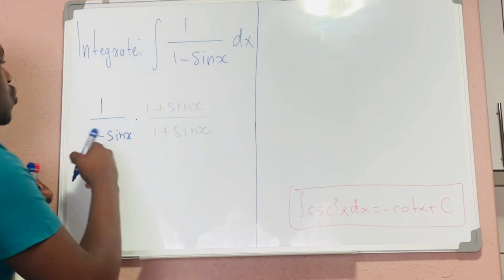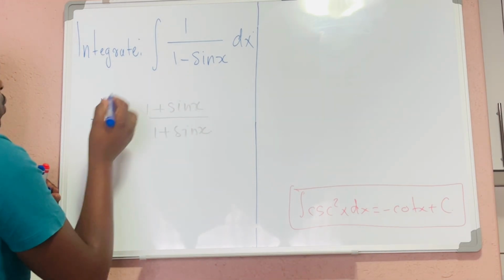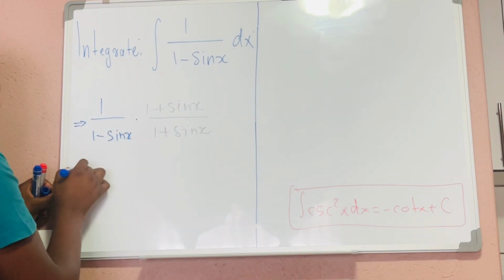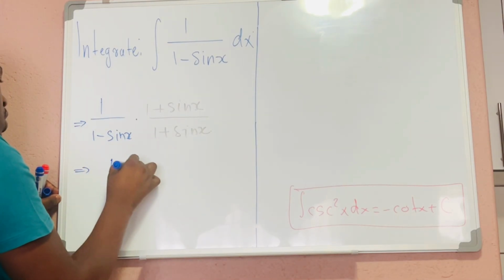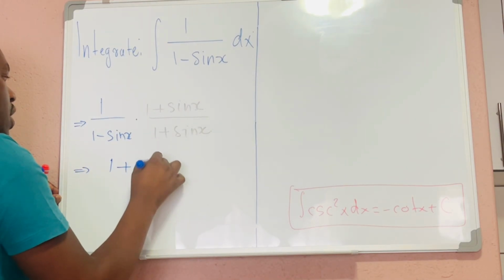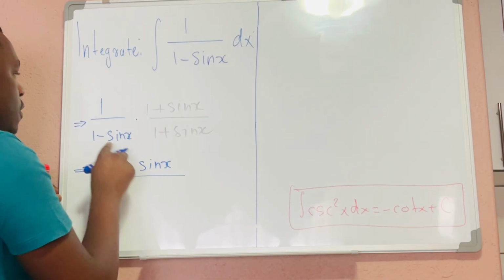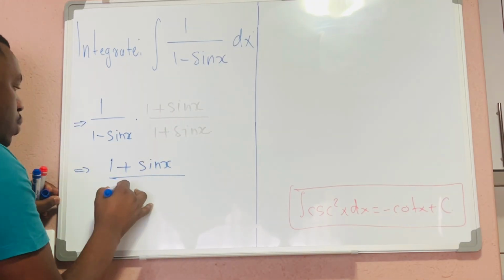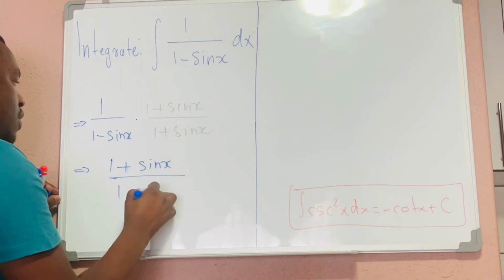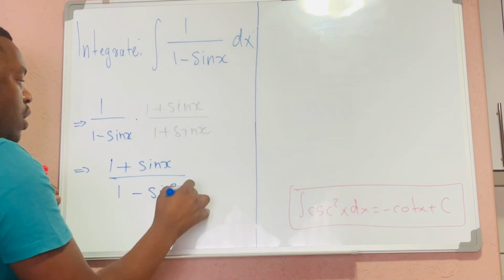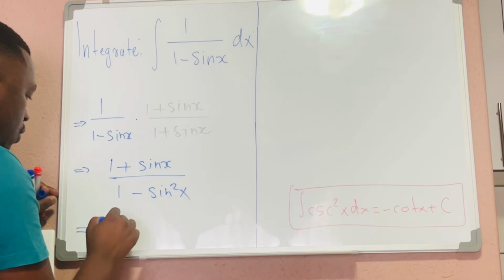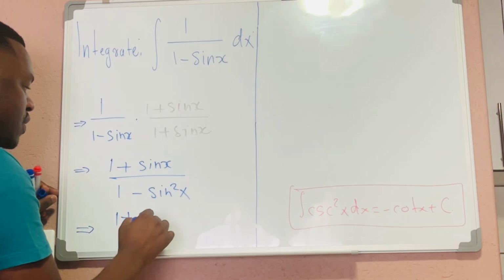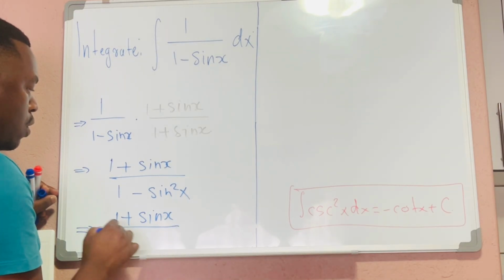So I'm just going to try and multiply it out. If I do that, this will imply that we have 1 multiplied by that, which is 1 plus sine x over, and this becomes a difference of two squares, so I can write this as 1 minus sine squared of x. Then at the end of the day, I'll have something like 1 plus sine x all over.